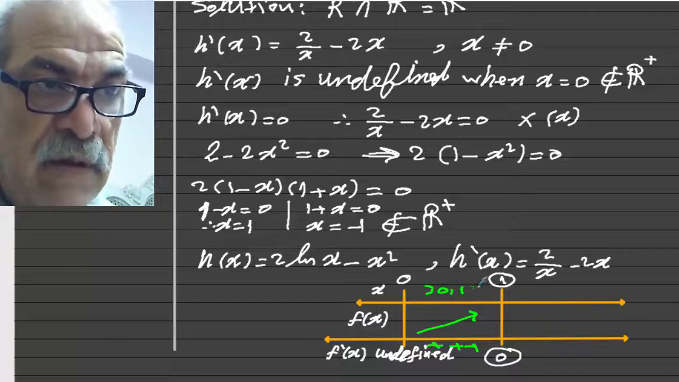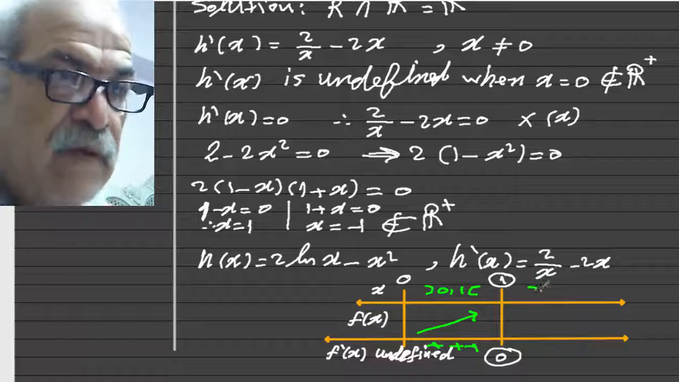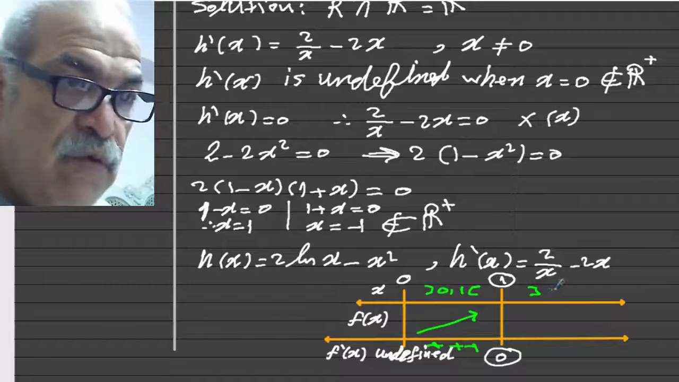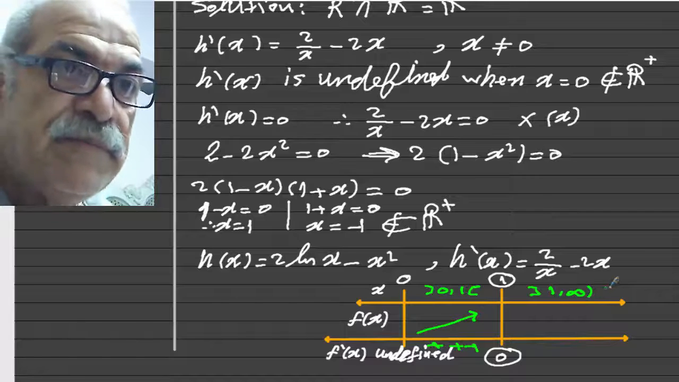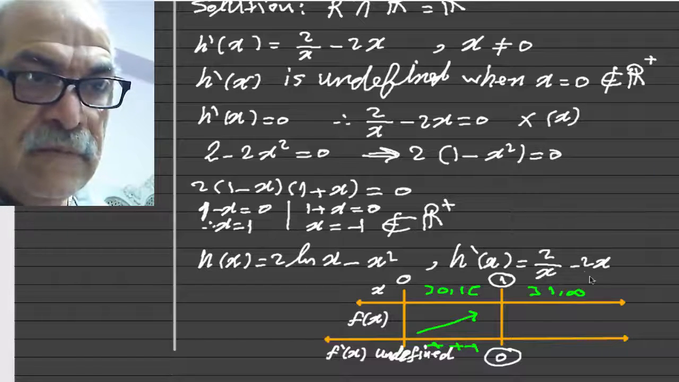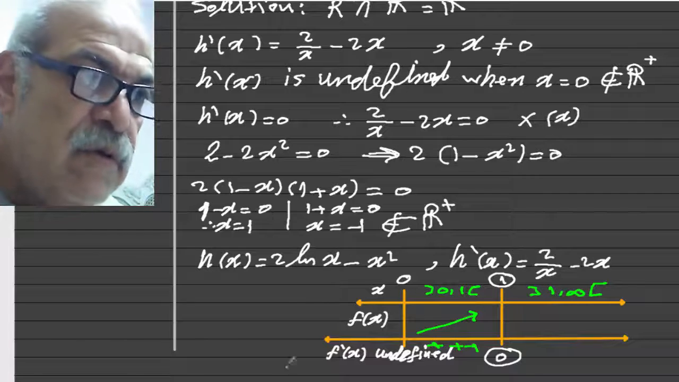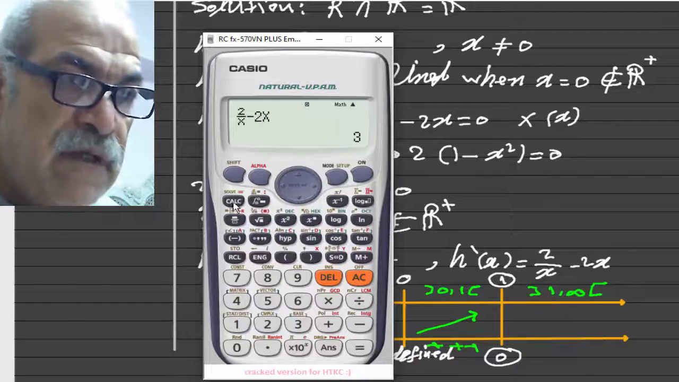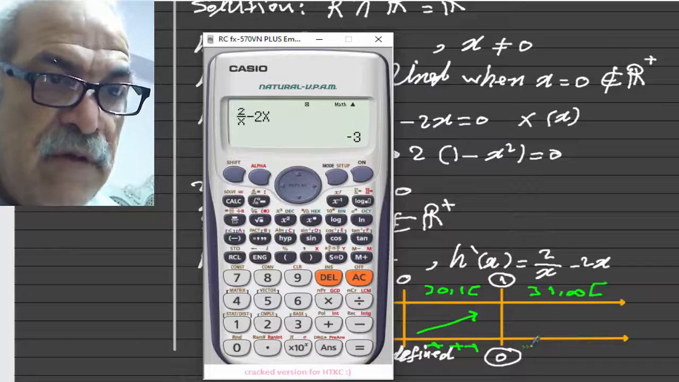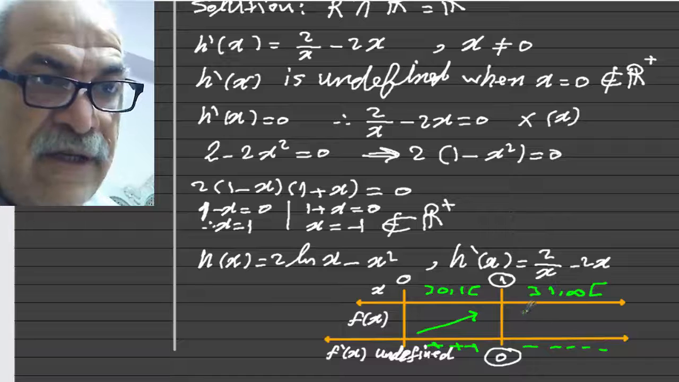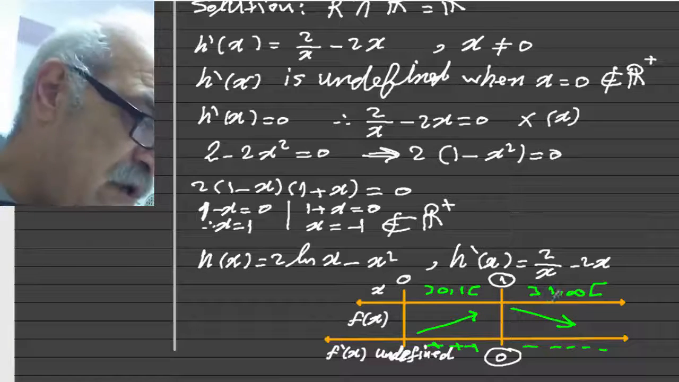Okay, and we'll check a number from 1 to infinity by taking x equals 2. So we calculate for x equals 2. The result here is negative, so the function is decreasing on the interval from 1 to infinity.